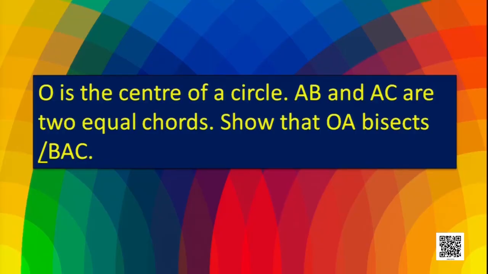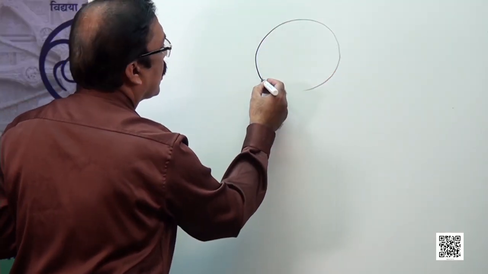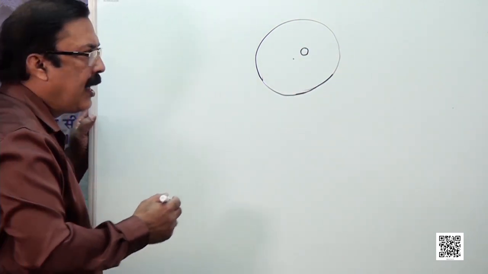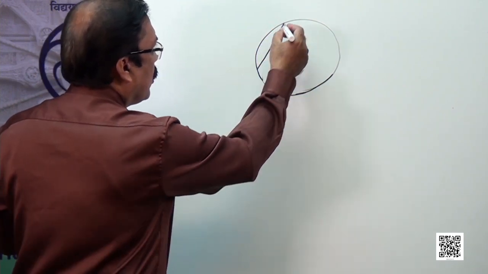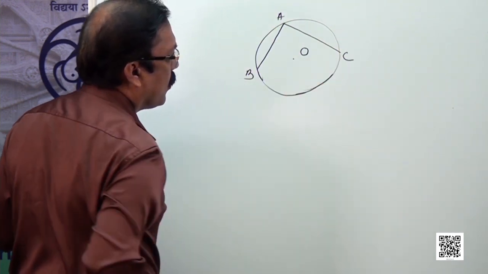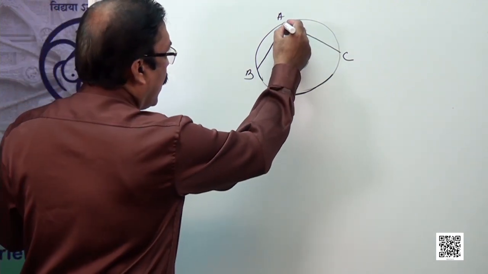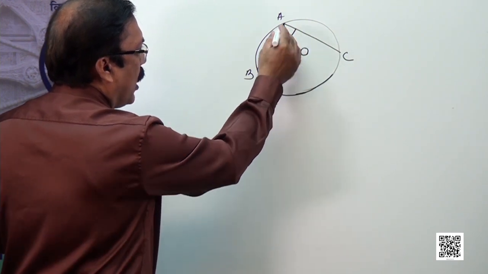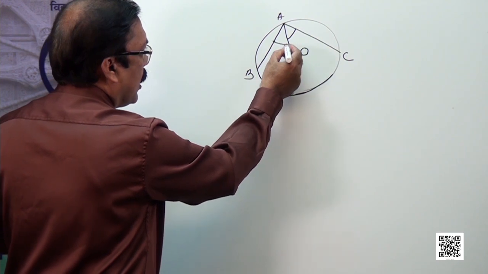Let's have another question. O is the center of a circle. AB and AC are two equal chords. Show that OA bisects angle BAC. Let's see. This is the circle and O is its center. AB and AC are two equal chords. We have to show that OA bisects this angle BAC. That means we have to show that angle OAC and angle OAB are equal.